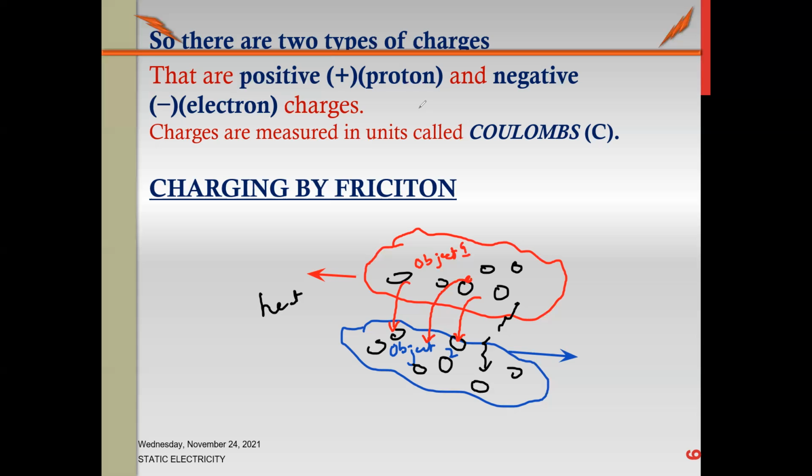Because object 1 is losing electrons, what will be the charge on object 1? It will be positive. Good. And object 2 is gaining electrons, so what will be the charge on object 2? Object 2 will be negatively charged. So one is positive, another one is negative. Whenever an object is charged by rubbing one surface over another, we call that charging by friction.